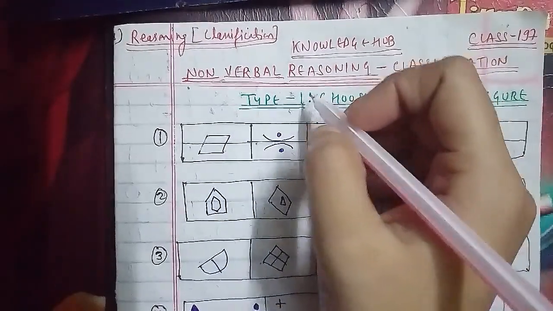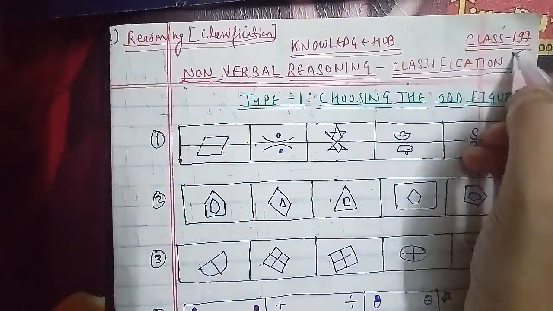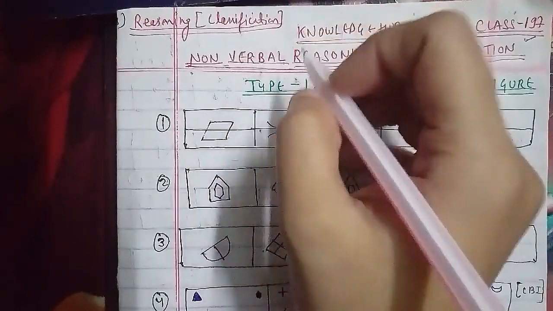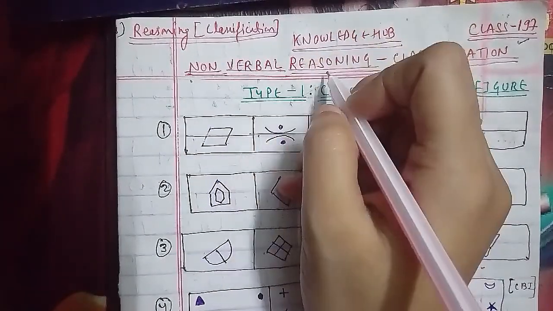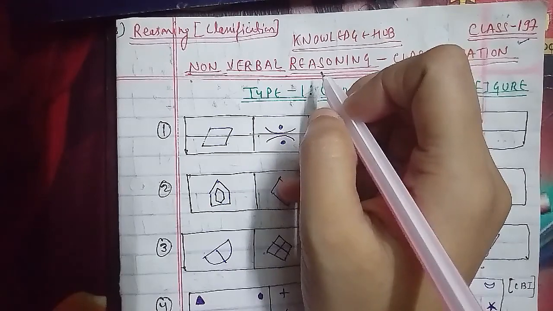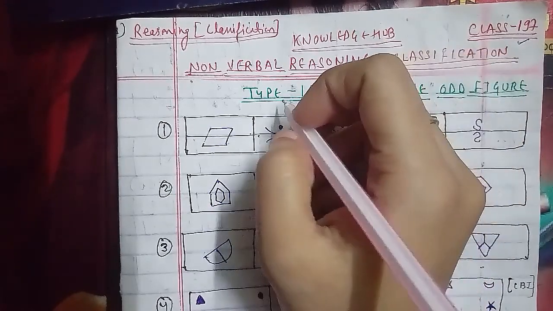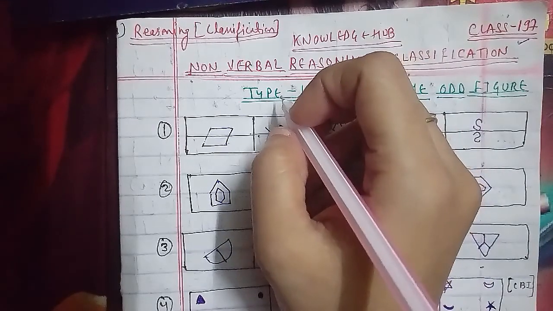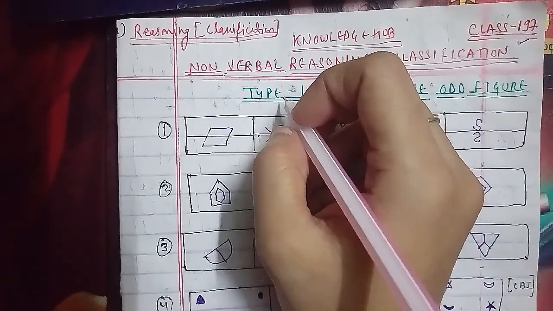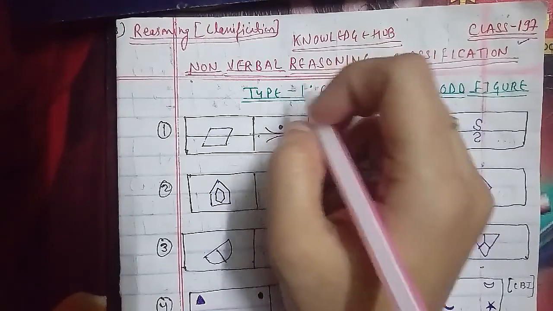In reasoning, this is your class 197, and 196 classes we had done here. And in the non-verbal reasoning, as we had completed your series topic and analogy, now we'll go ahead with starting this classification as well. Before starting with this, as I told you, we'll start with the analogy. In verbal reasoning, what we had covered is your general mental ability.